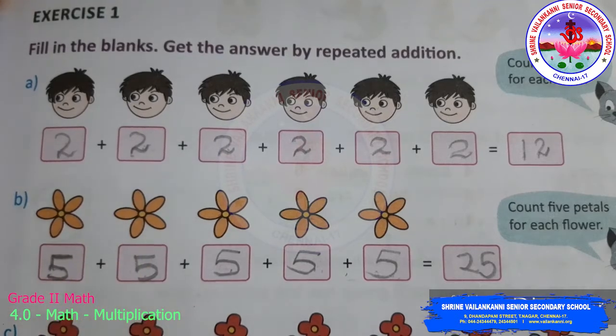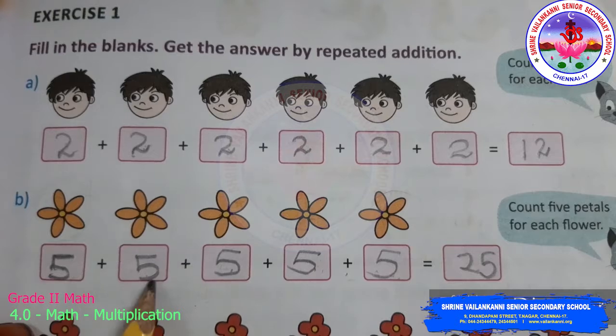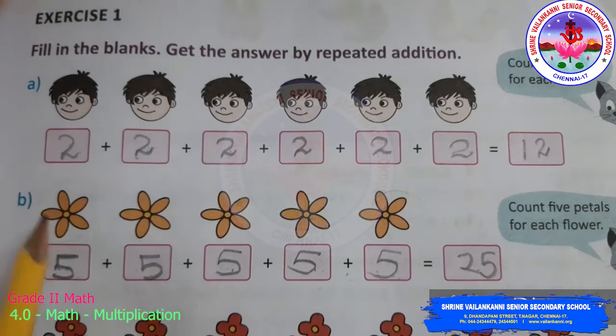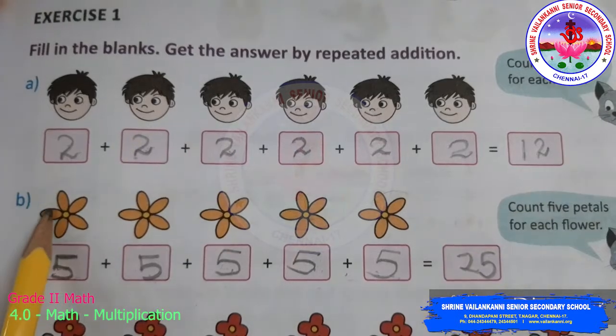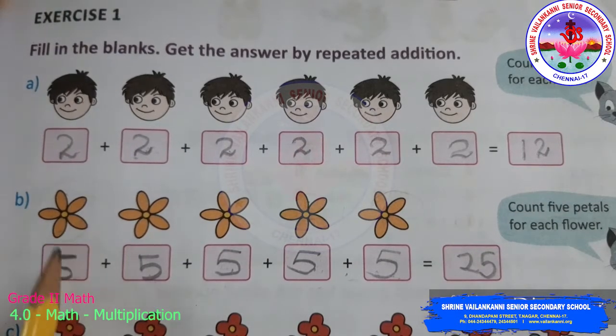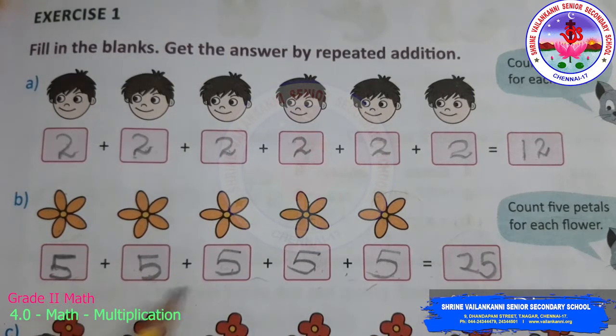You only have to count. First know how many groups there are. See, this is group 1, 2, 3, 4, 5. They've given you the box for that. The number of things in each group, here they've told you, is 5 petals. So you have to count and write, then add and get the answer. This is repeated addition. You're getting the answer by repeated addition.